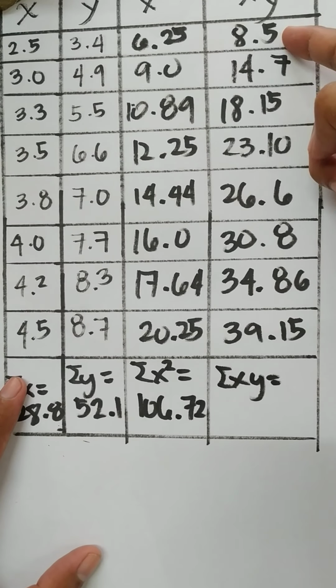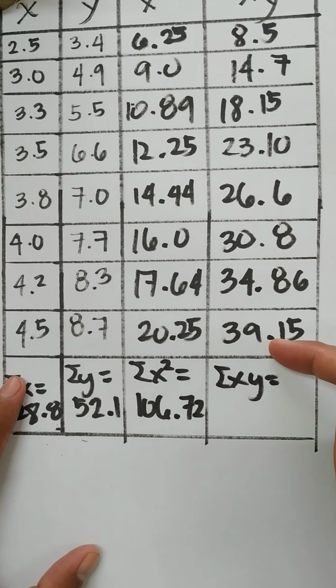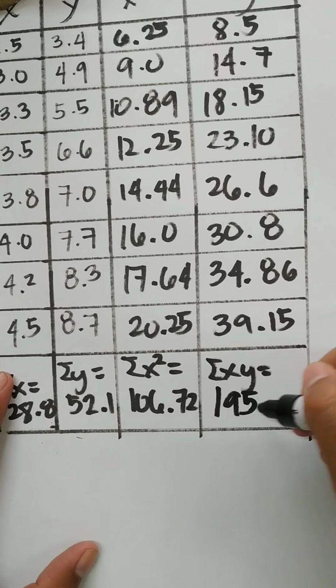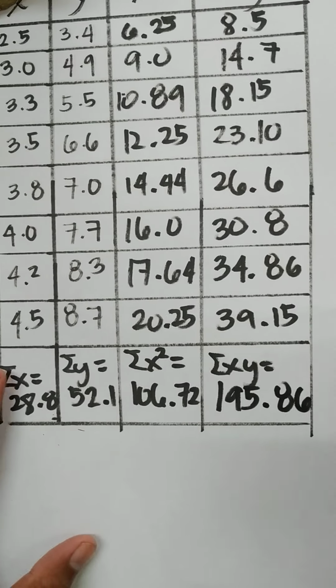Next, we have summation of xy: 8.5 plus 14.7 up until 39.15 would give us 195.86.